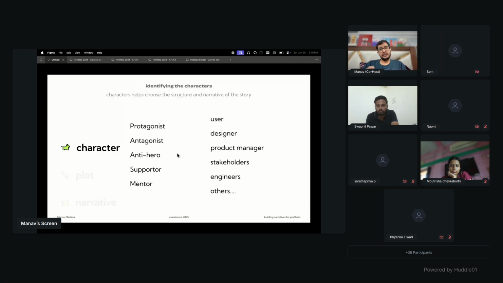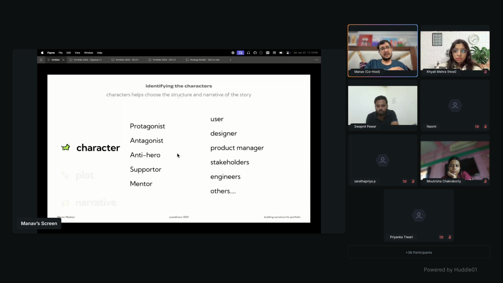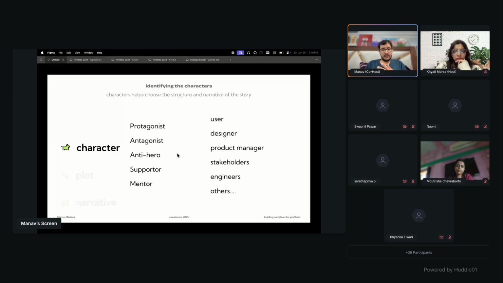And what part each of those characters played in reaching the end conclusion, ठीक है? So how to choose characters is a very different topic, right? I can answer that later on, but for now, the first thing that you probably should decide is listing down all the characters that have helped you in completing that project, right?